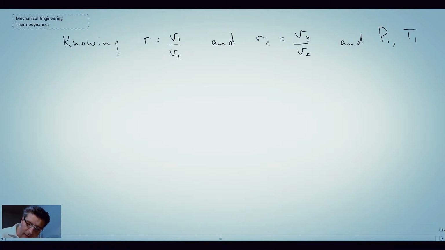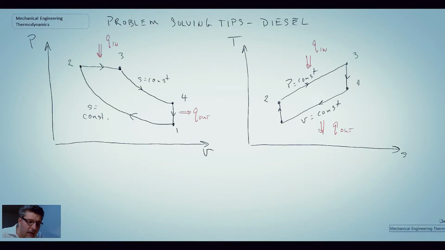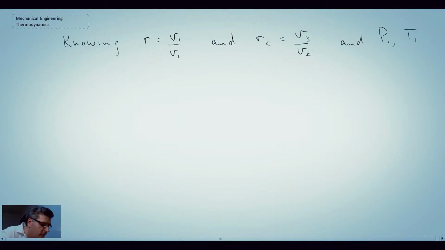Now, if we look back at our process diagrams, the thing to note is 1 through 2, so from here to here, and then also, oops, I forgot to put 1 here, I'm sorry about that. These are isentropic processes, 1 through 2, and then again 3 through 4. So we can take advantage of that when we're solving problems.